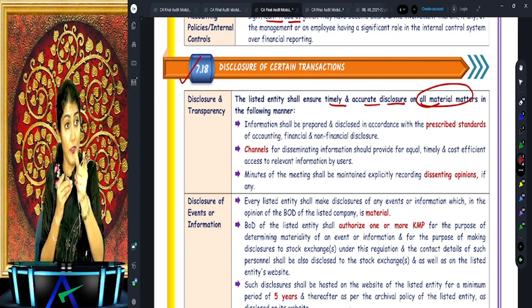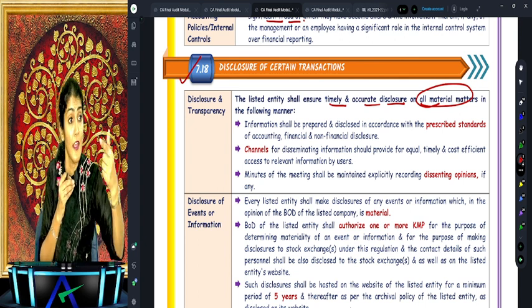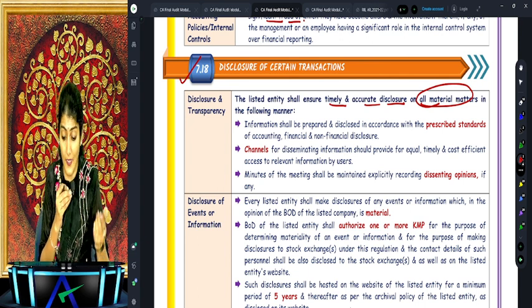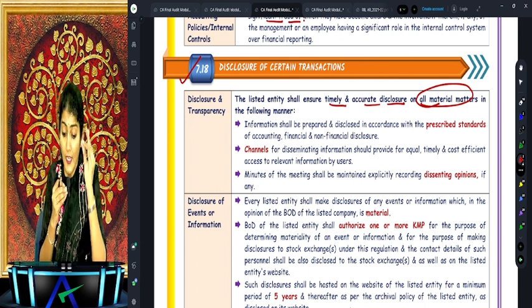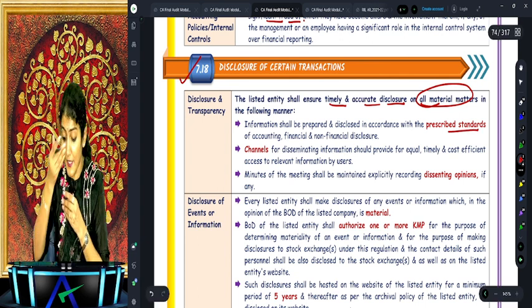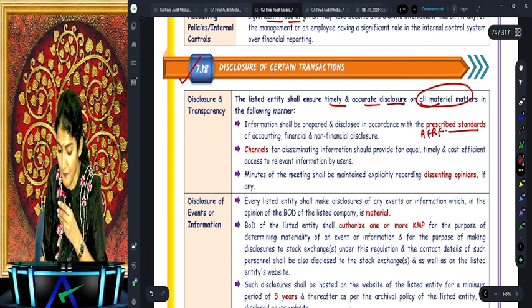You also have to give the details in your annual report. Then code of conduct, you have to give it on the website of the company. You remember that? Right? It has to be given on the website. So timely and accurate disclosure. Information shall be prepared and disclosed in accordance with the prescribed standards of accounting, financial and non-financial disclosure. Simple language, AFRF.